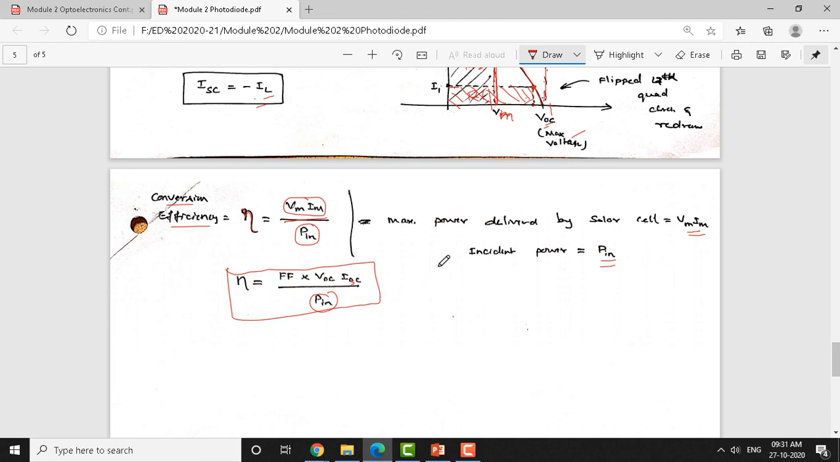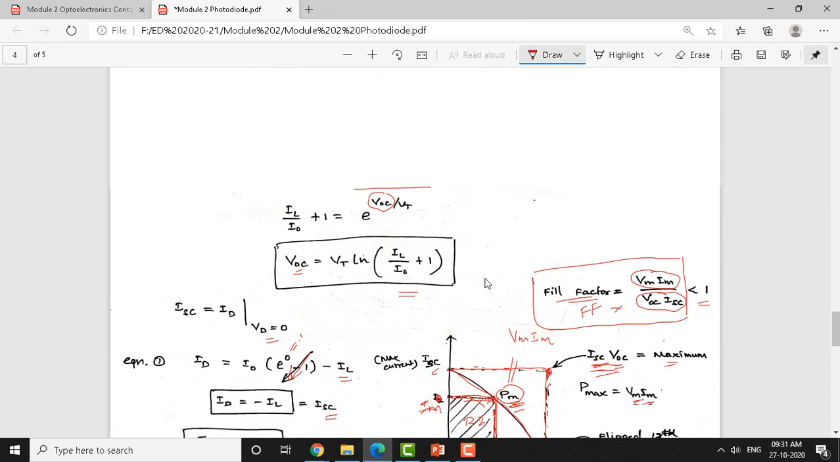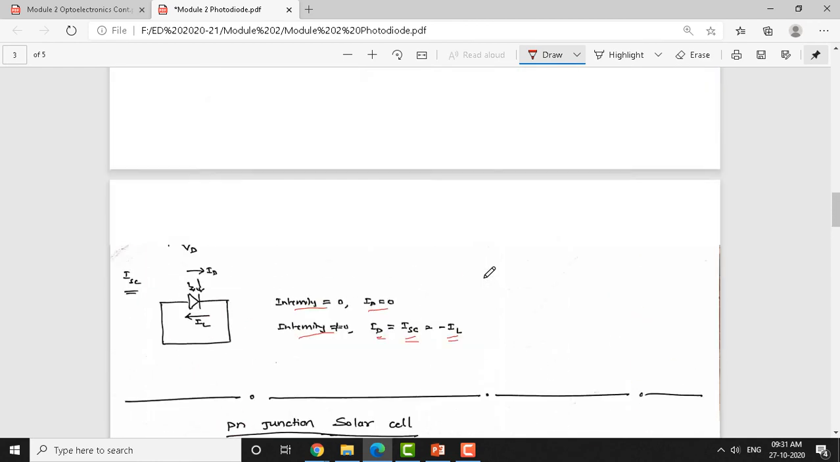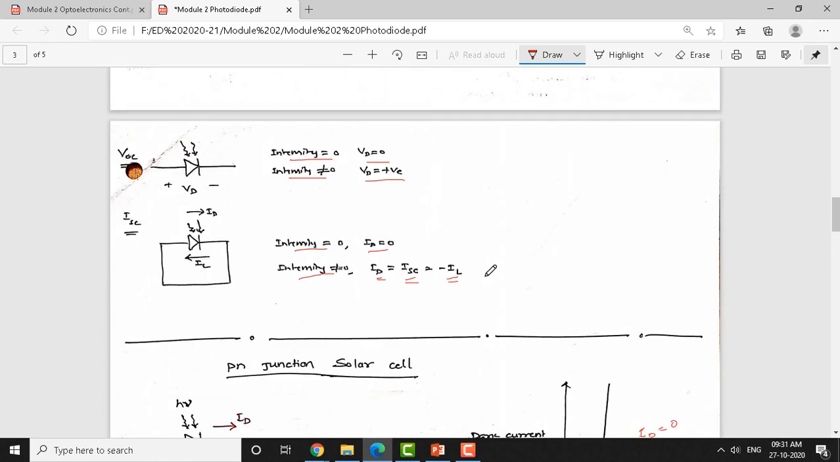So, this is about solar cells. I think we have covered most of the things related to the solar cell, and if you have any questions I can take them before we move on to the other topics.